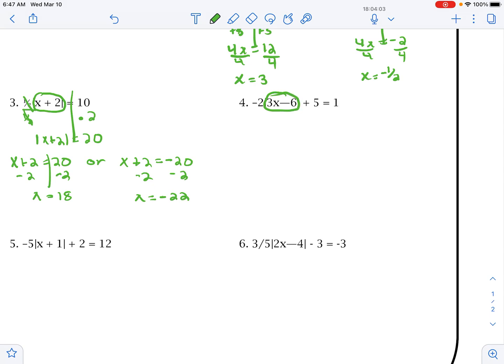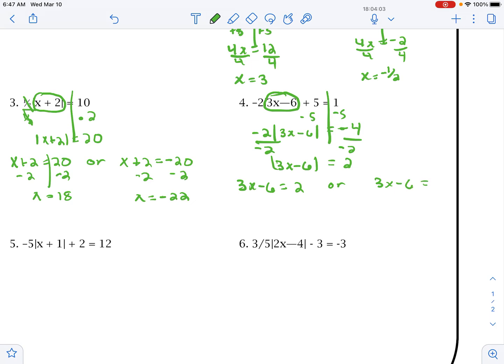So then I come through here, and I would need to get rid of the 5. So I have negative 2 times the absolute value of 3x minus 6 equals negative 4. So then I divide by negative 2, and that is a negative 4 over negative 2. So then I have the absolute value of 3x minus 6 is equal to positive 2. And so then I write my 2 equations from there. 3x minus 6 is equal to 2, or 3x minus 6 is equal to negative 2. And then I solve from there.